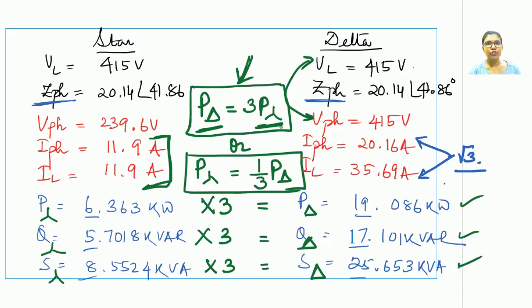So this is a very, very important aspect. Hence this question was very important, and this is actually giving us an important relation between the powers obtained for a star connection and the powers obtained for a delta connection. So out of 7 numericals, I have already solved 3 numericals. The remaining 4 numericals will come up in the next video lecture.